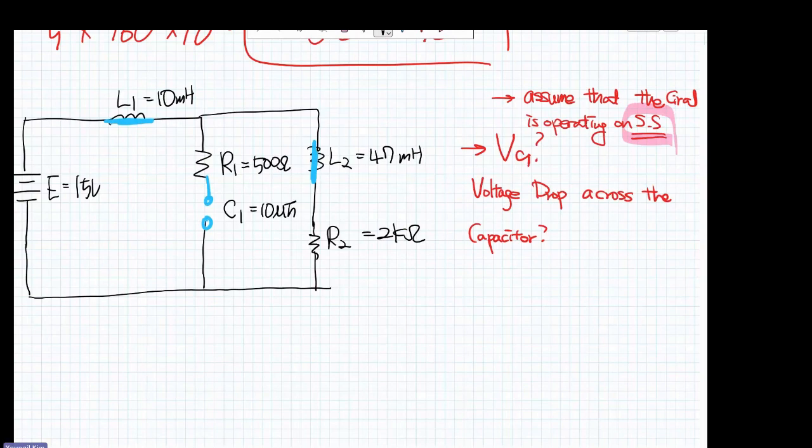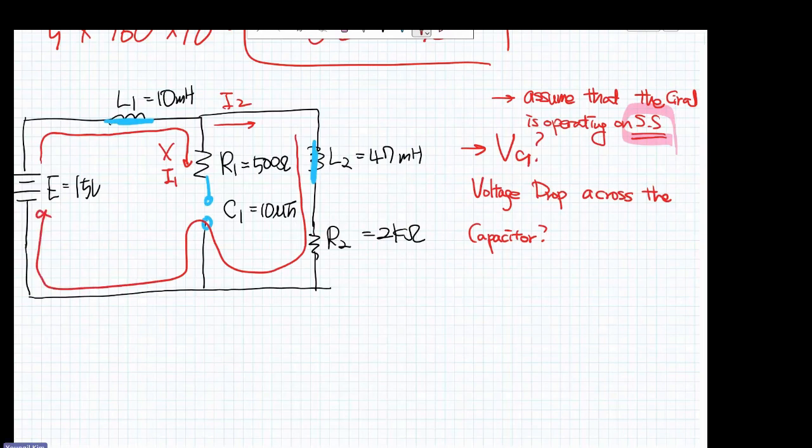Right now, this is the current, the open circuit. Now here, will you follow with me?